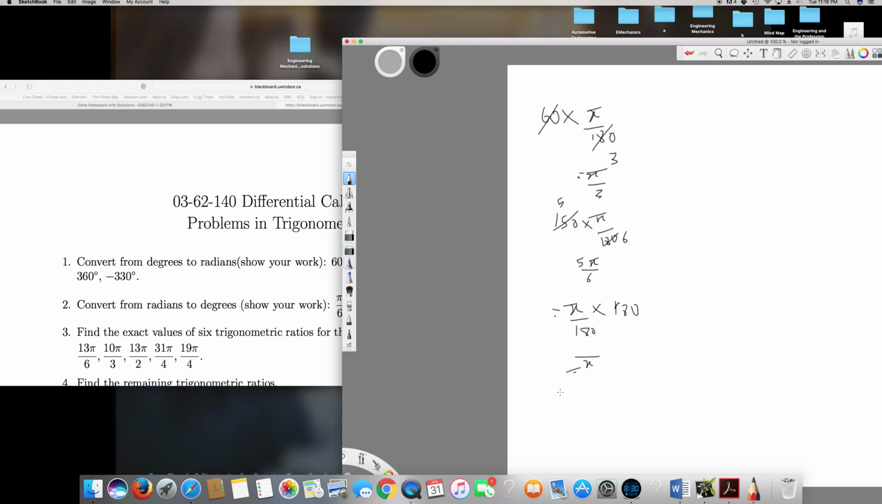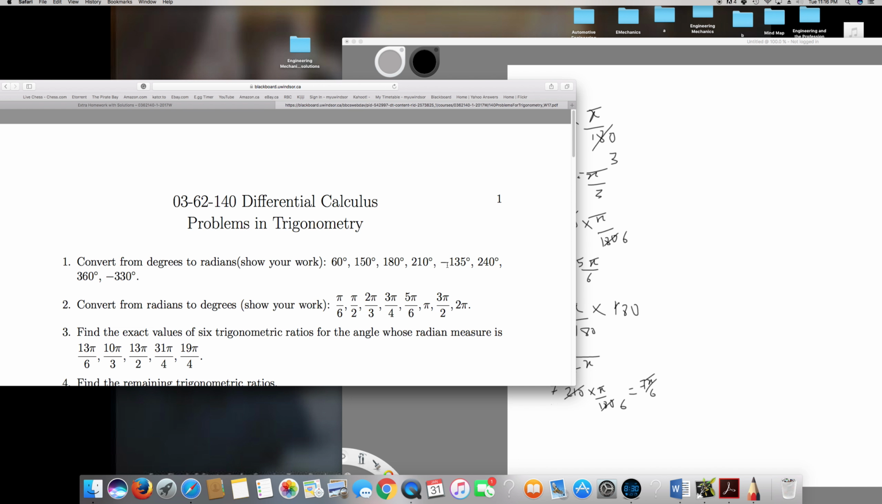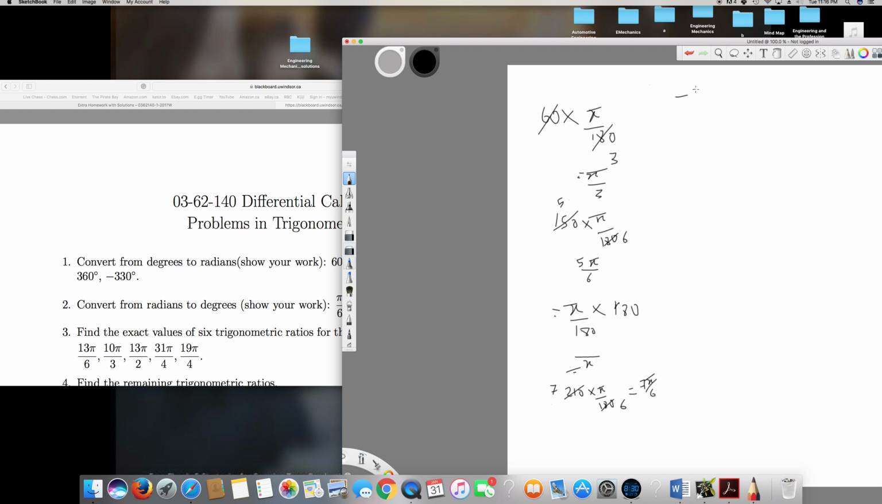And the next one is going to be 210. So to find it, 210 multiplied by π over 180, and it's going to be 30 times 7 and 30 times 6, so 7π over 6, right? And the next one is asking minus 135. So minus 135 times π over 180. 45 times 3 is 135, and 45 times 4 is 180, so minus 3π over 4.